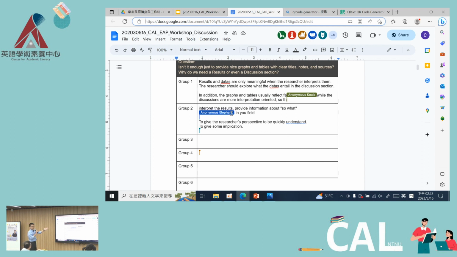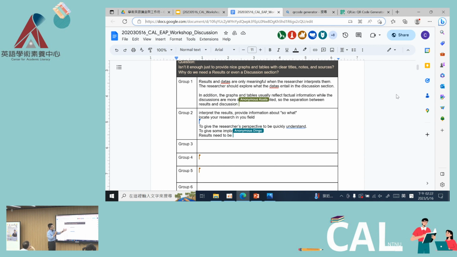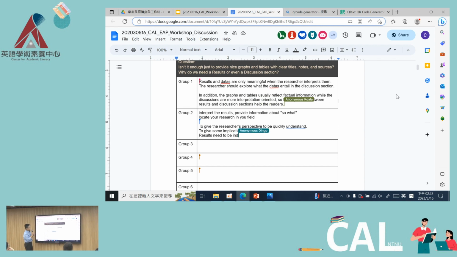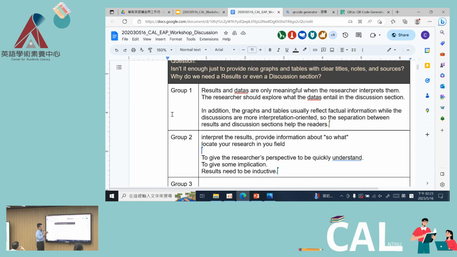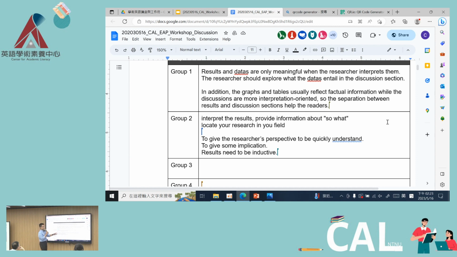So let's go through some of the answers that people provided. The first one is that results and data are only meaningful when the researcher interprets them. Yeah, that's one. And the researcher should explore what the data entail in the discussion section. In addition, graphs and tables usually reflect factual information, while the discussions are more interpretation-oriented. Yeah, so you need to give your own explanation, your interpretation. The separation between results and discussion sections helps the readers. Always have that idea in mind: to help your readers.